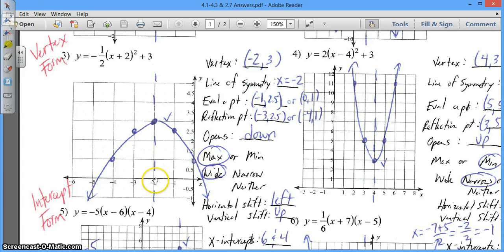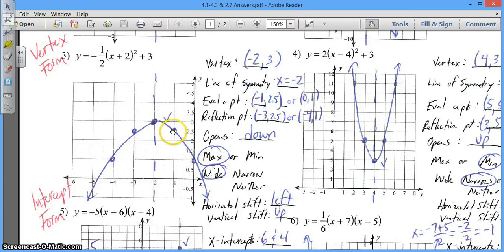So I went to negative 2, 3, plotted a point. I labeled that with a V for my vertex and drew my line of symmetry, which was x equals negative 2. Then I had to find a number that was close to the x of our vertex, so negative 3 or negative 1. Now to find the y of that, we need to evaluate a point. So I took negative 1 and plugged it into my original equation and I got 2.5.